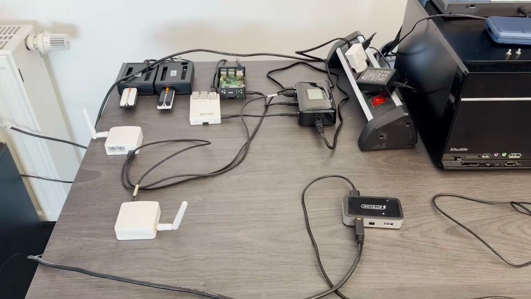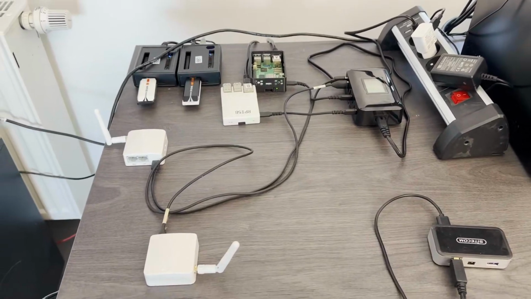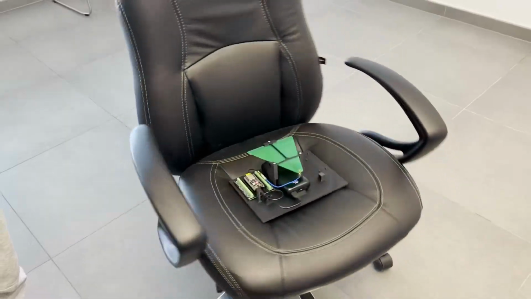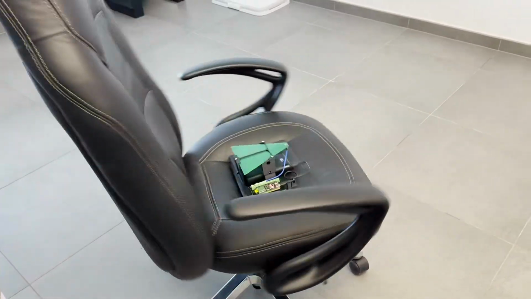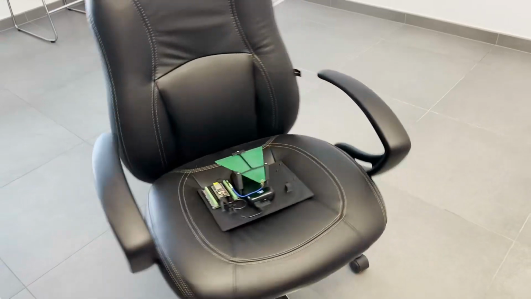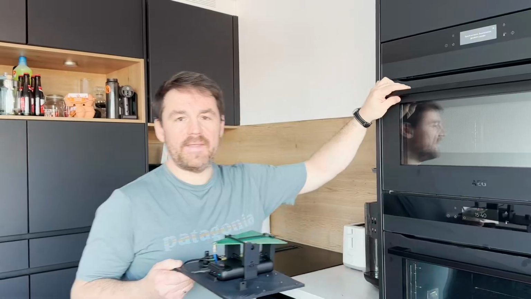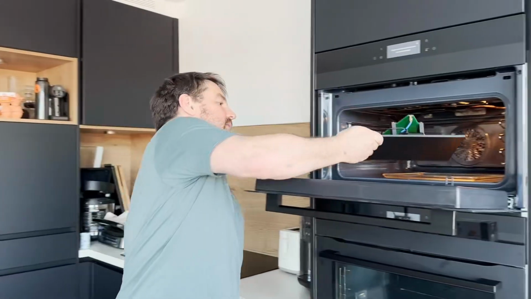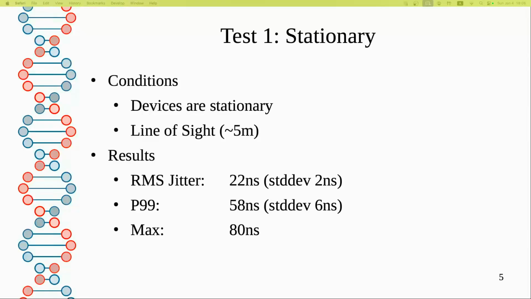To simulate less than ideal conditions, I will generate Wi-Fi traffic with these two wireless networks, a sophisticated platform to move the master around. I will rotate it to simulate variations in signal strength and time of flight, and a Faraday cage to simulate non-line of sight and reduce signal strength. The first test setup device will be stationary within line of sight around 5 meters.